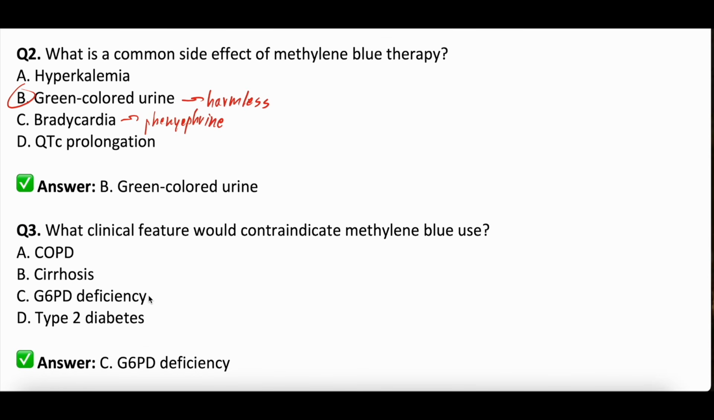G6PD deficiency. So remember, those with G6PD deficiency, methylene blue can prompt a hemolytic crisis or hemolysis. And you want to really avoid that. But again, many times you don't know this ahead of time. COPD, if you had severe pulmonary hypertension from COPD, methylene blue maybe wouldn't be the best choice, but just classic COPD, not a big deal. Cirrhosis, methylene blue is sometimes anecdotally more efficacious because cirrhotics sometimes have more nitric oxide circulating, and methylene blue is a nitric oxide scavenger. And diabetes, no contraindication of methylene blue with diabetes.